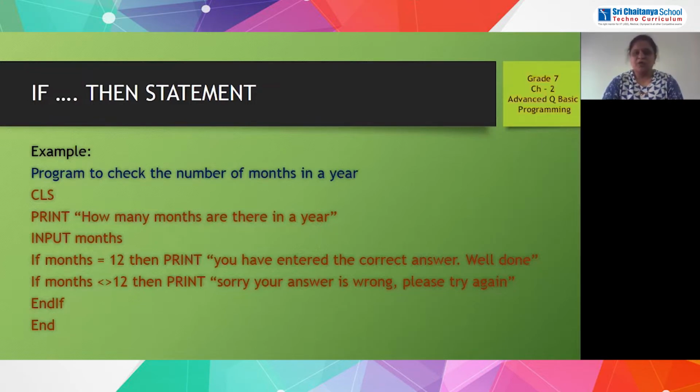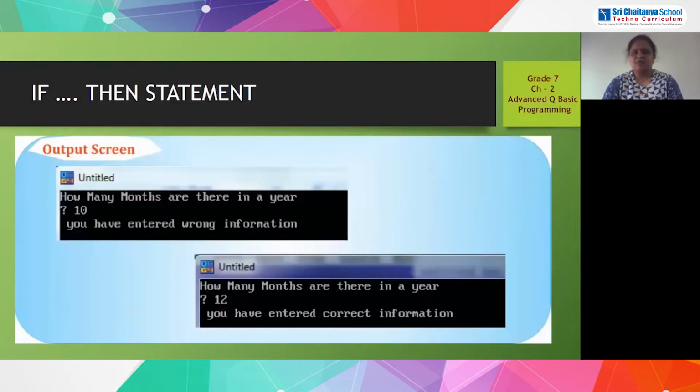Okay, so when we run this program using the F5 key, let us see what the output will be on the screen. You can see first what happened in the first example. The user has given 10. So what message is displayed? You have entered wrong information.